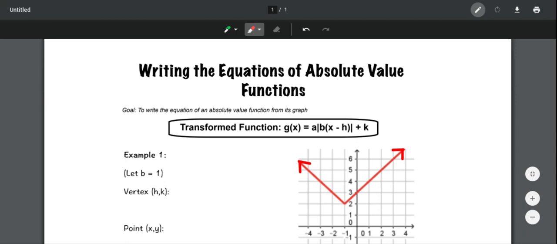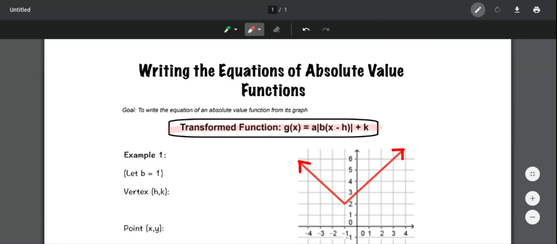Hello, Algebra 2 students. This is Mrs. Allison, and today we're going to look at writing the equation of an absolute value function given the graph. So if we remember, our transformed function looks like this, where we have our transformations of a, b, and h, k. Now, when we write the equation, we're always going to let b equal 1. So we're not going to look at a horizontal stretch or compression or reflection over the y-axis. Instead, we're going to view it vertically.